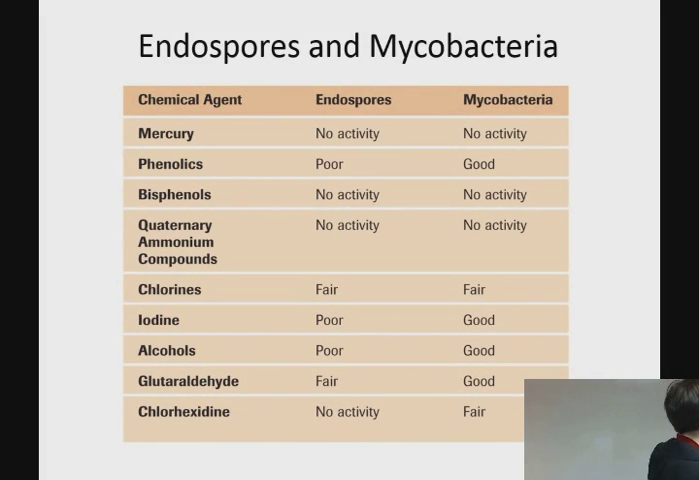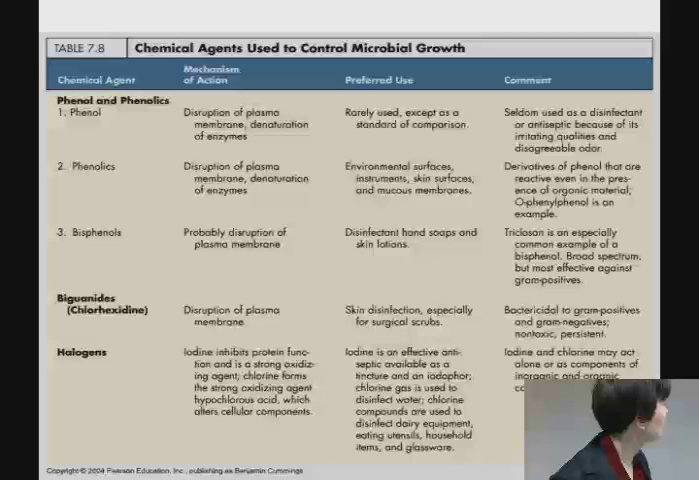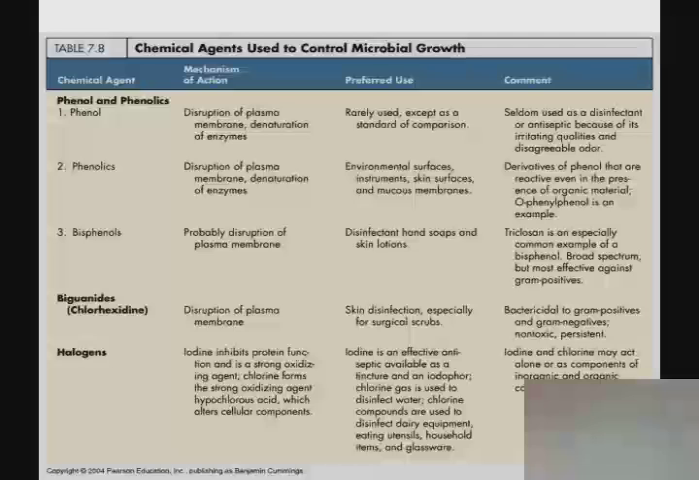This kind of summarizes all of these different compounds that we've talked about and their effectiveness on endospores versus mycobacteria. And you can see that it just varies quite a lot, right? So different things are effective against mycobacteria than endospores. There's also a lot of stuff in your textbook that summarizes the mechanism of action, which I went through, right? Of these different kinds of things, what do they affect?